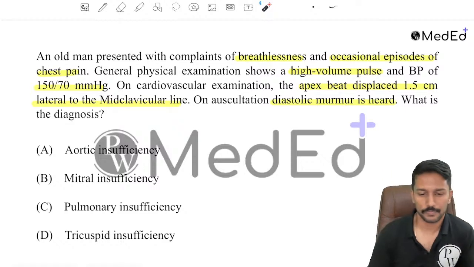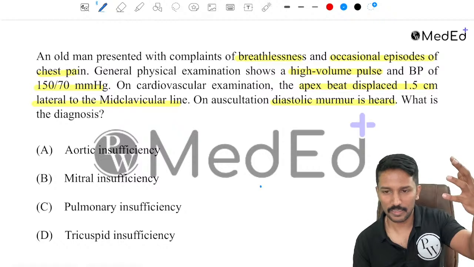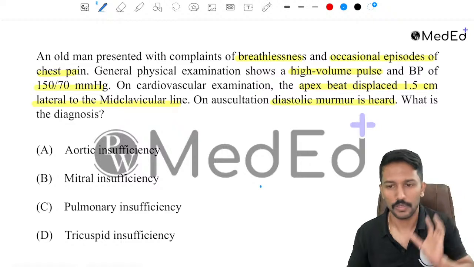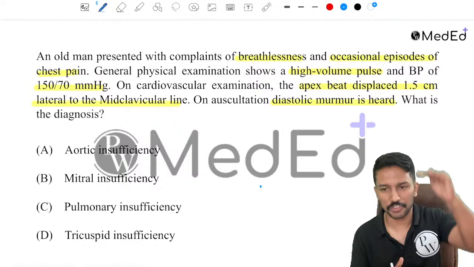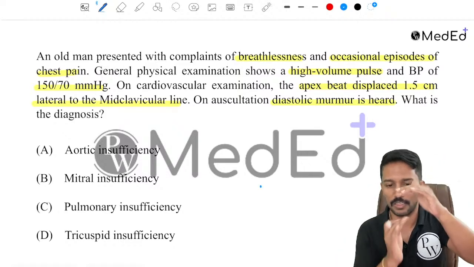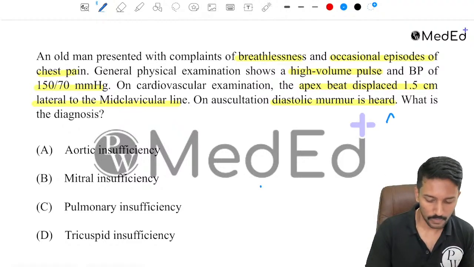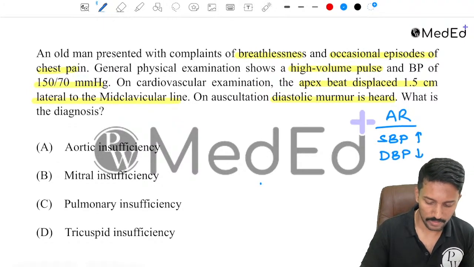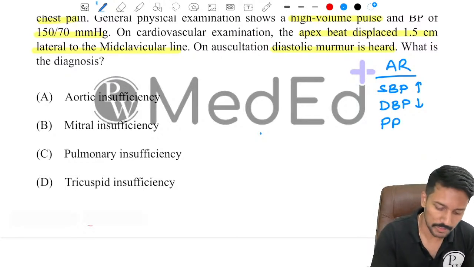Can it be a case of AR? In AR, what all changes will we see? The stroke volume is increased, but there is a decreased diastolic circulation because in diastole there is backflow. So during systole, increased flow forward; during diastole, all going back. So systolic blood pressure increases, diastolic pressure decreases. When systolic increases and diastolic decreases, what will happen to the pulse pressure? Pulse pressure becomes wide, right?